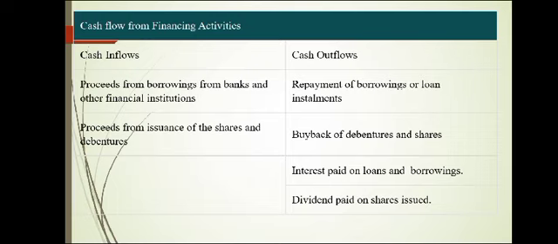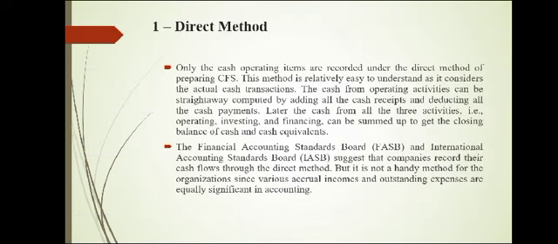Okay, for preparing cash flow statement, there are two methods. The first method is direct method and the second method is indirect method. Under these two methods, for cash flow from investing and financing activities, there is no change. You have to add all the cash inflows and then subtract all the cash outflows. Then the net amount is to be taken. But for operating activities, there are some changes.